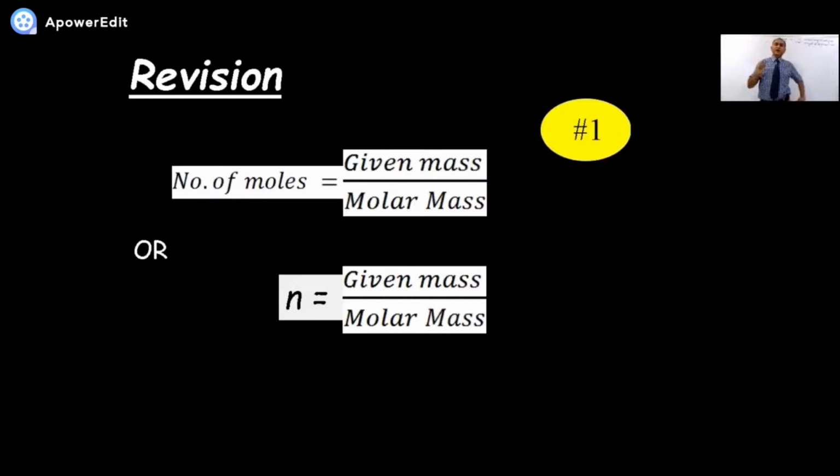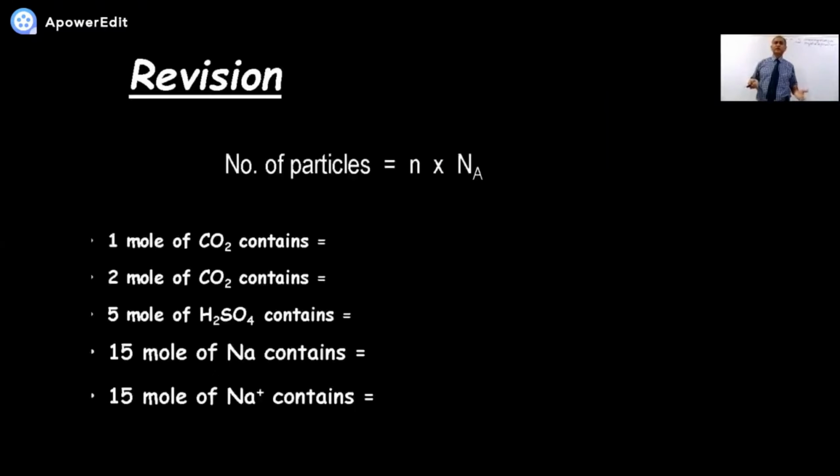Okay? So suppose if you have 1 mole of water and then you start counting how many water molecules are present in it, then it will be a constant value. Either I count, you count, or anyone else counts. What is that value? Avogadro value. 6.02 into 10 to the power 23.